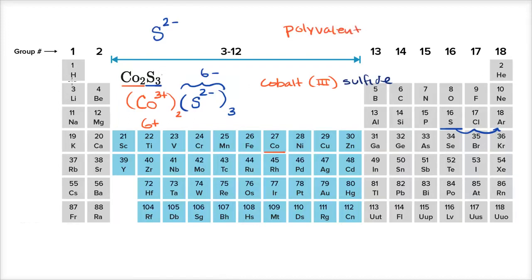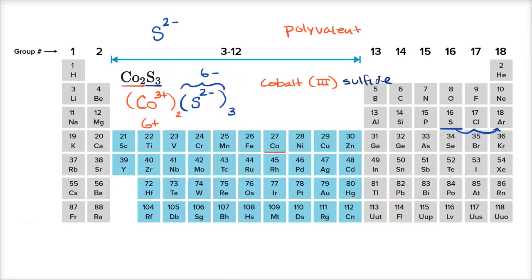If something is in group 1, you know it tends to have a positive 1 charge. Group 2 tends to have positive 2 charge. If it's a halide, it tends to have negative 1 charge. But these metals here in this D block here, they can be ionized in multiple ways. And so that's why we had to figure out what the charge of the cobalt is, and we write it here in the name. We would call this cobalt 3 sulfide. You could have other ionizations of cobalt in other ionic compounds, but this one is cobalt 3 sulfide.